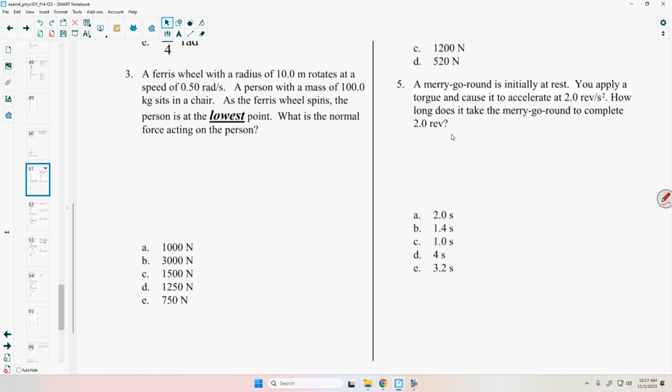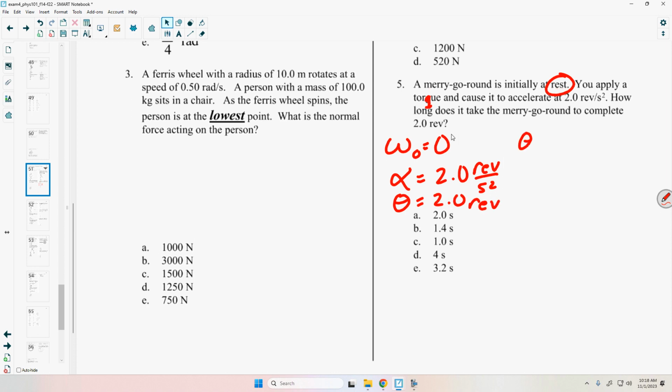As with most of our problems, we start just by writing down what we know. It's initially at rest. That tells me my initial angular velocity is 0. I apply a torque, and it accelerates at 2 revolutions per second squared. Don't worry about the torque. We haven't got to that yet, but you don't really need to know it. All that you do know is that it accelerates at 2 revolutions per second squared. And I want to know how long it takes the merry-go-round to complete theta of 2 revolutions.